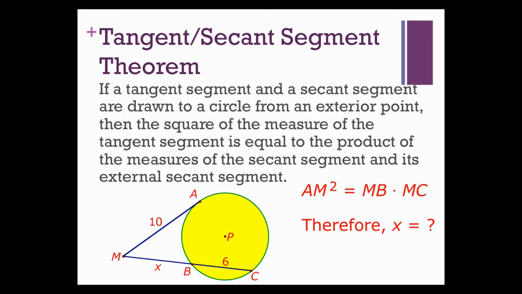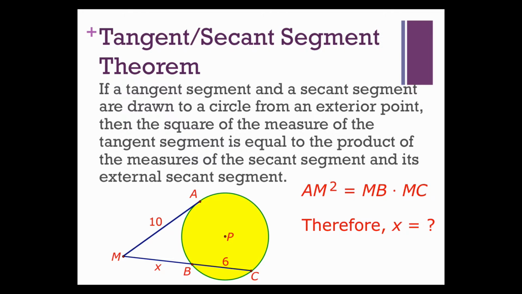Outside, we'll deal with MC first. How big is the outside? X. How big is the whole? 6 plus X, or X plus 6. Everybody good on that? Because that's an important point before we move on. Good. Okay. Now look at the other one.